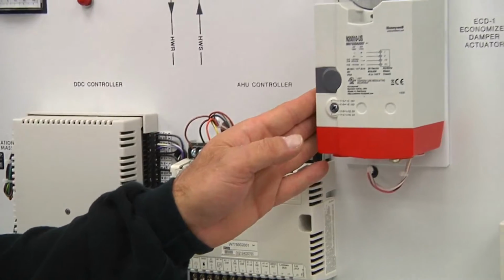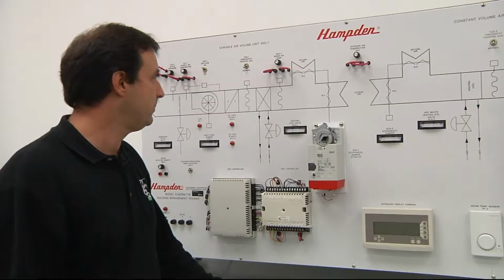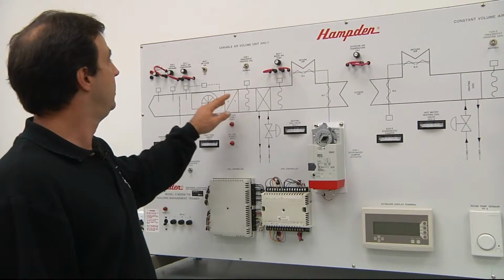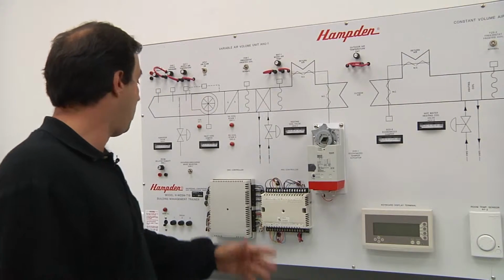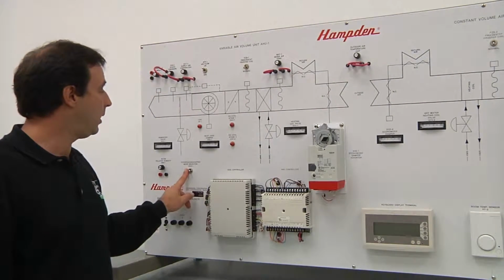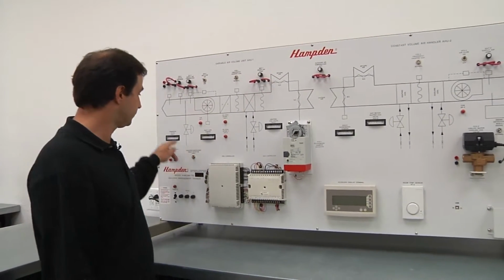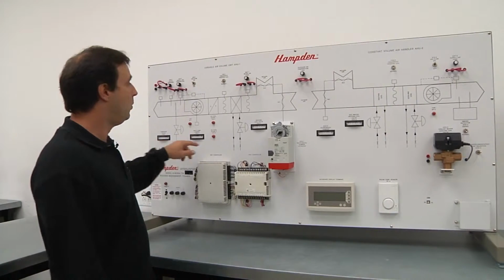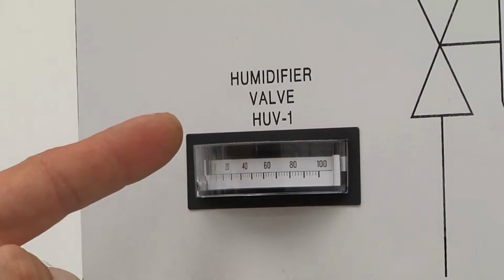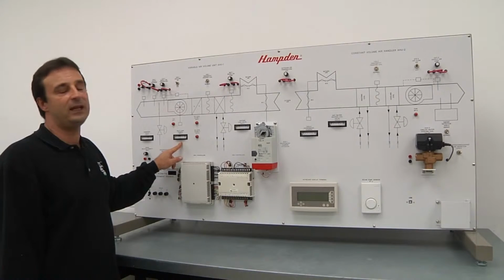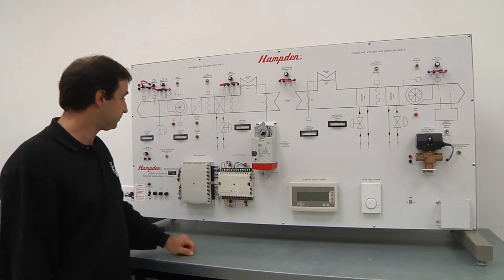We have a damper motor, which simulates our economizer damper on our variable air volume system. We have several switches, including an airflow switch and a freestat to simulate our safeties. We have an occupied-unoccupied switch, which is used to set the mode of operation. Several gauges reflect the percentage of our heating valve, our humidification valve, and also our inlet vane damper valve, which is used in the variable air volume system.